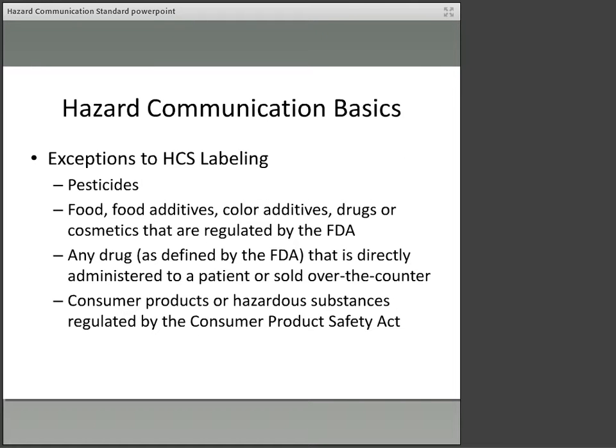Some specific exceptions to the new labeling requirements include foods, pesticides, prescription and over-the-counter drugs, and consumer products that are regulated by the Consumer Product Safety Act.